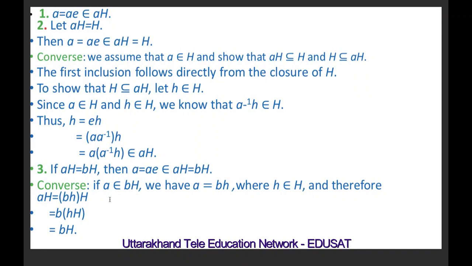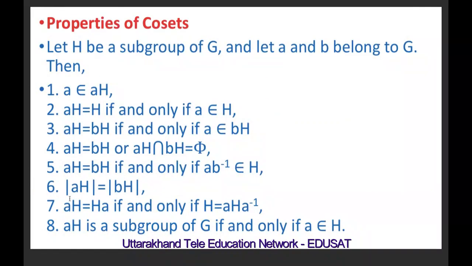Now for the converse, let a belong to bH. Then we can write a equal to bh, where h is the element of H. Therefore, aH is equal to, because a is equal to bh, so aH is equal to bhH. By associativity, because H is a subgroup of G, b into hH, and hH is equal to H, therefore this is equal to bH. So this is the third property.